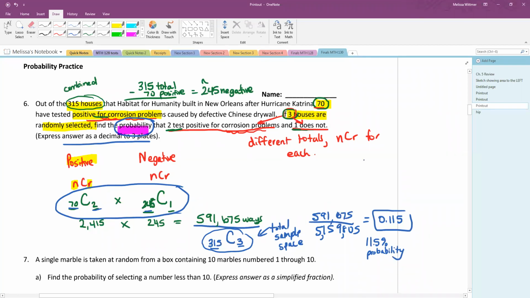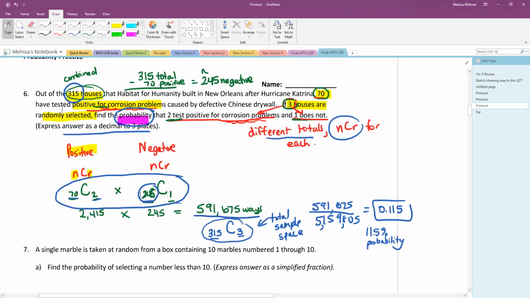Okay, so different totals. If it's talking about different categories and you're picking some of each, do a combination for each, just like I've split it up here. And sometimes you're missing one of the totals, so look for that overall value that you can subtract to find it. Okay, so any questions on that?